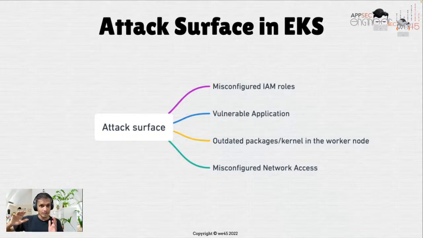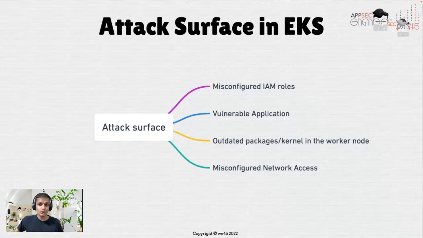Because again, remember, kubelet is going to be running on the node, and multiple other components are going to be present on the node, right? So by gaining access to the node, it is possible to try and gain access to the entire Kubernetes cluster. And finally, we have the misconfigured network access.